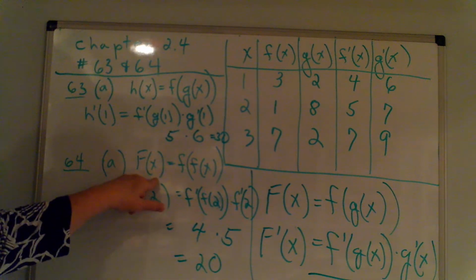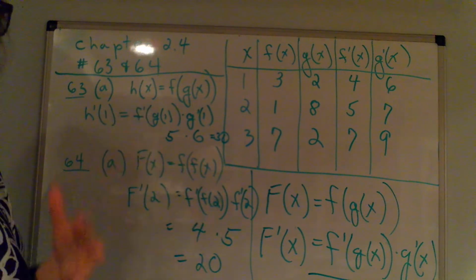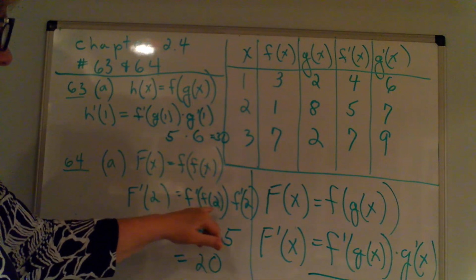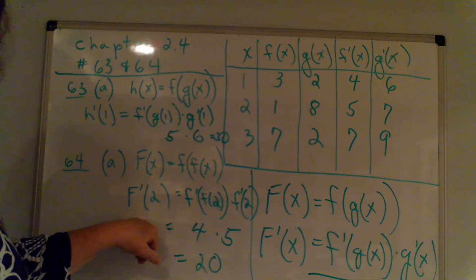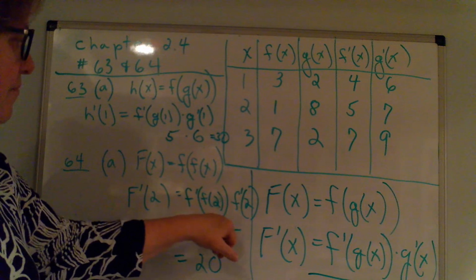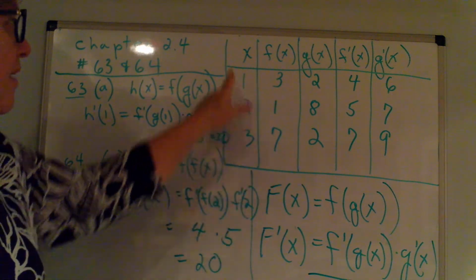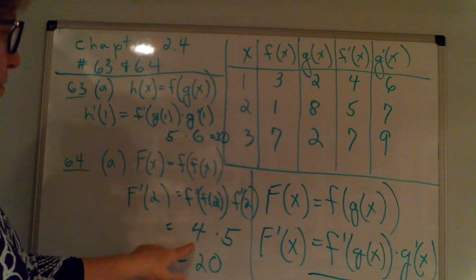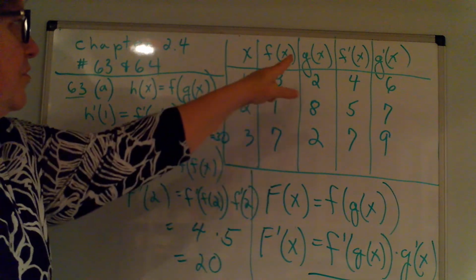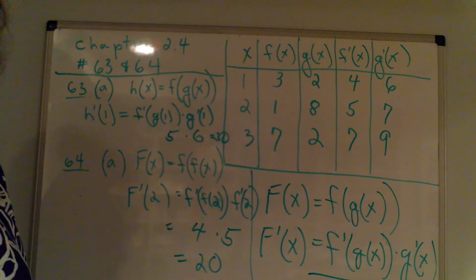So big F of x is f of f of x. So the inside and the outside functions are the same. And we're looking for big F prime of 2. So f prime of f of 2 is f prime of 1, which is 4. f prime of 2 is 5. So our answer is 20.